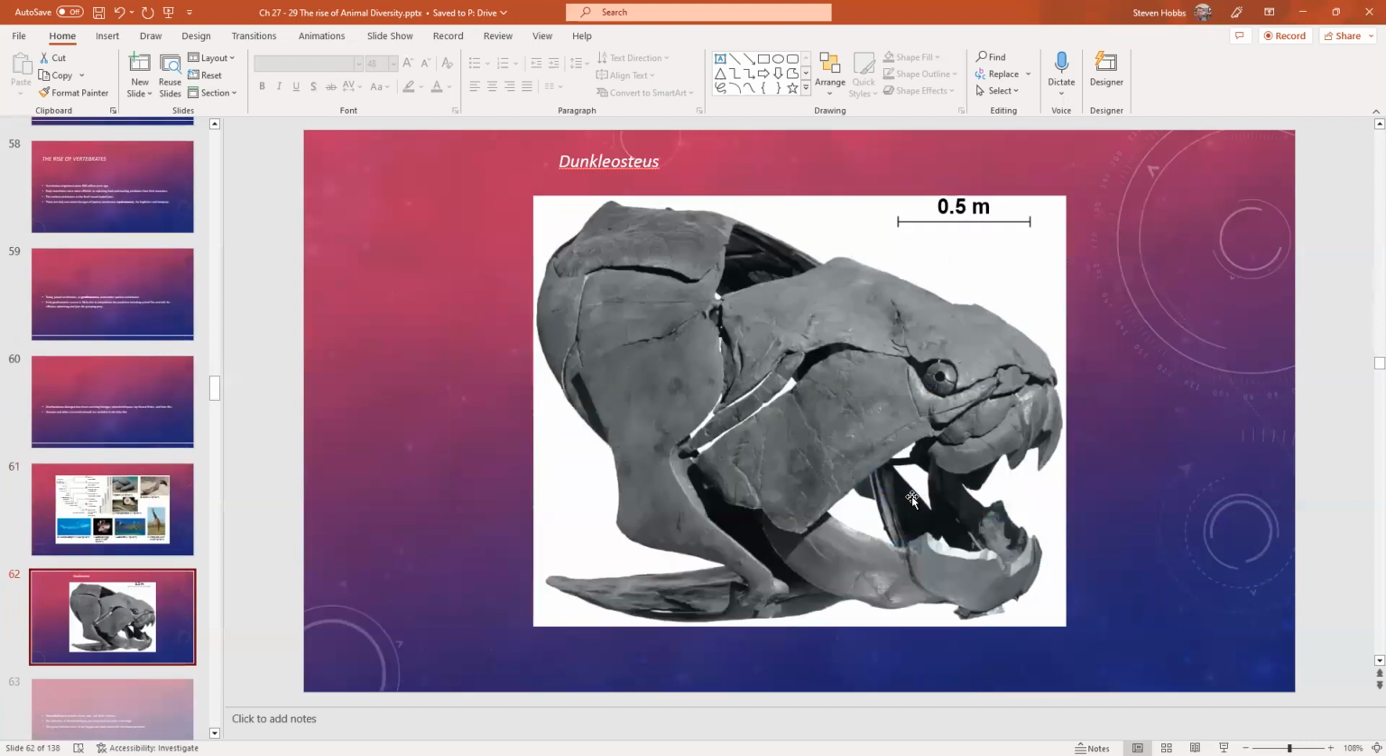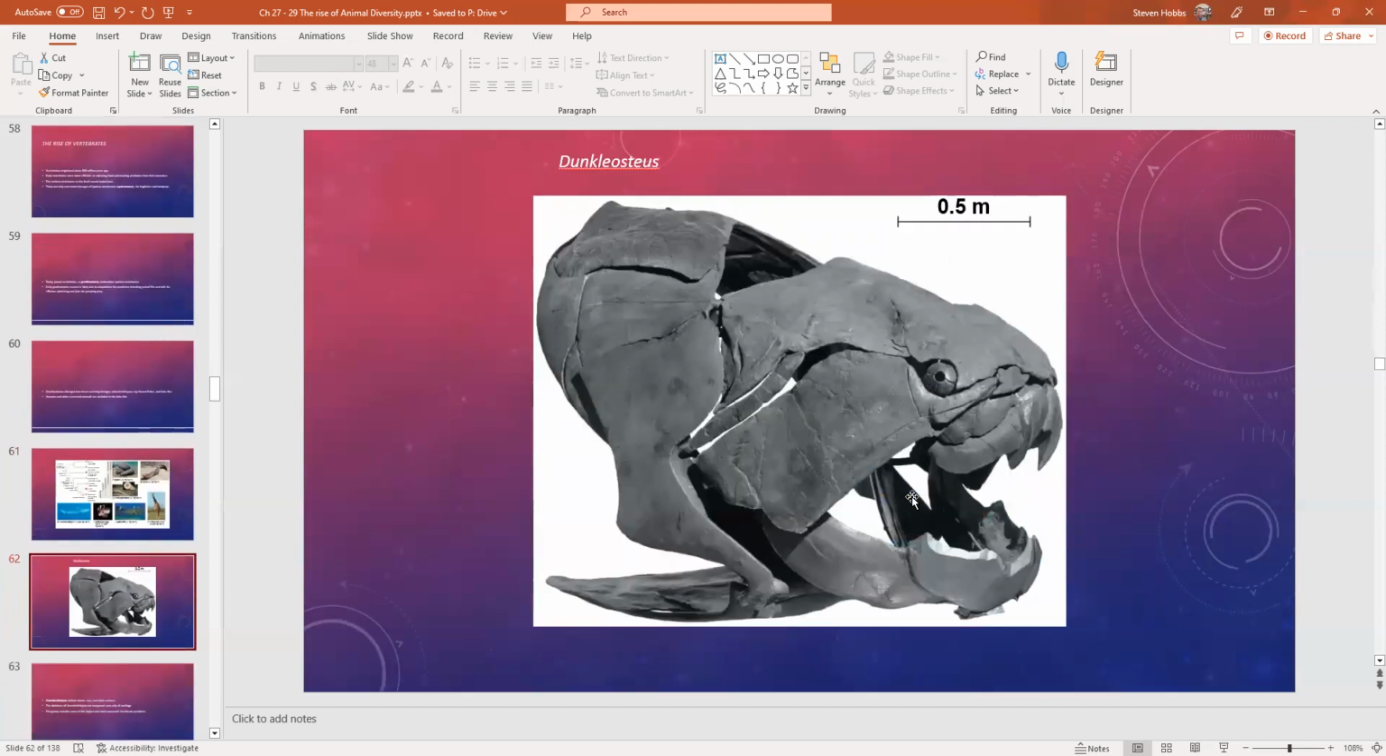Alrighty, Dunkleosteus, one of my favorites. They actually had two skeletons. They had a skeleton that developed inside their skin, and they had an internal skeleton as well. Dunkleosteus, this guy was a shark eater. The skeleton on the outside was actually allowing for these massive jaw structures to sharpen themselves every time they would chomp down or bite.